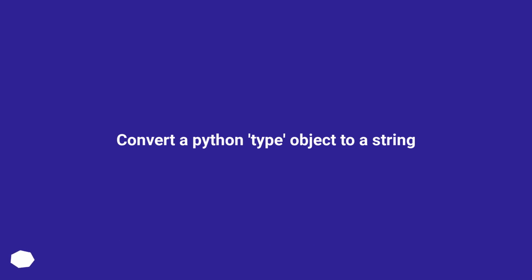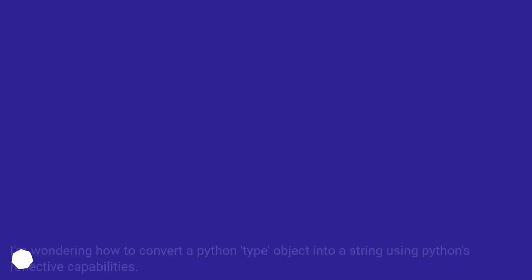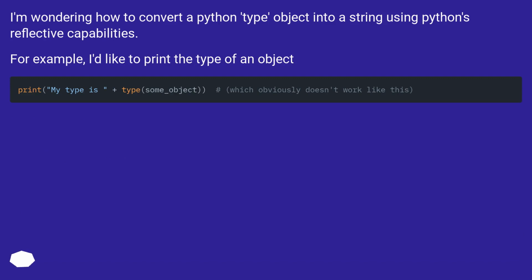Convert a Python type object to a string. I'm wondering how to convert a Python type object into a string using Python's reflective capabilities. For example, I'd like to print the type of an object.